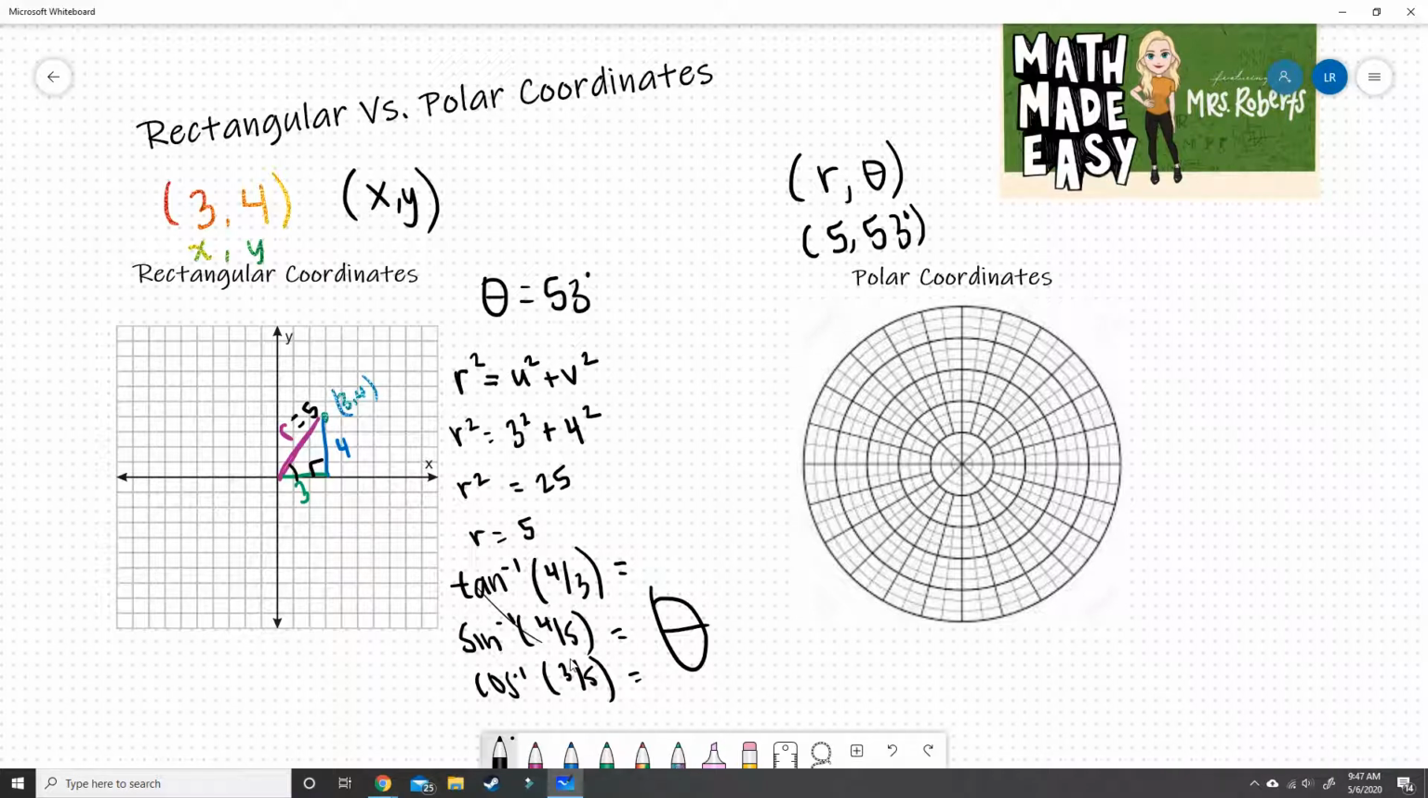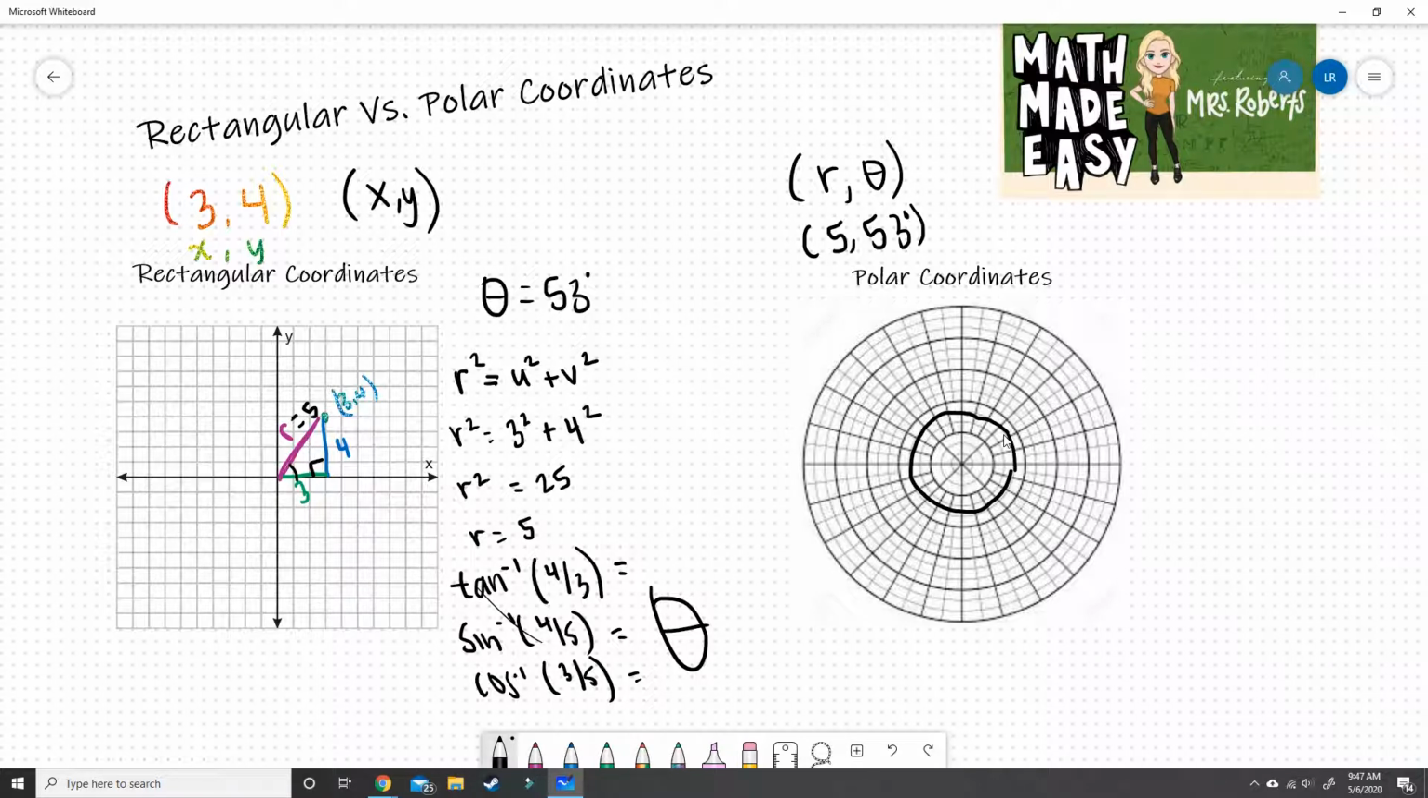Now, the way that you would graph that, r is your radius. That's how far out you'd go on a circle. And so when you're looking at this polar coordinate system, you will see that it is a set of circles, and each one of these circles is a different radius. So the closest one is a radius of 1, a radius of 2, a radius of 3, a radius of 4, and a radius of 5 is right here. So this is our radius of 5, that circle around here. That's how far out our ray is going to go.